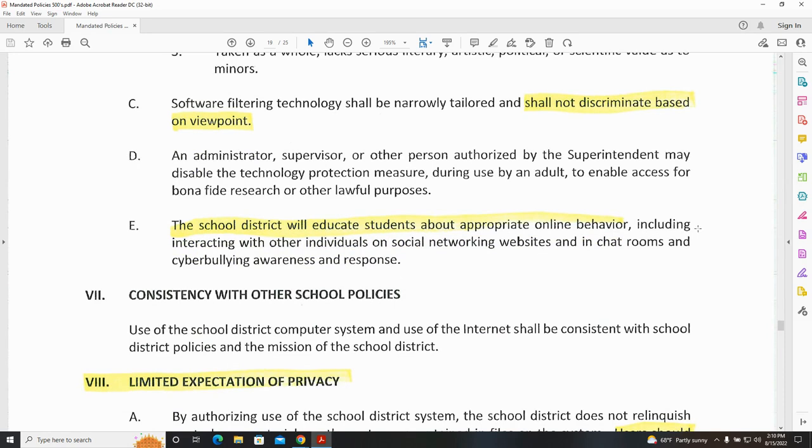The last comment under this section is that the school district will educate students about appropriate online behavior. This happens at multiple levels in multiple classrooms throughout the elementary and throughout the middle school. Mike Pottis does some trainings, especially with the middle school students, on proper netiquette.